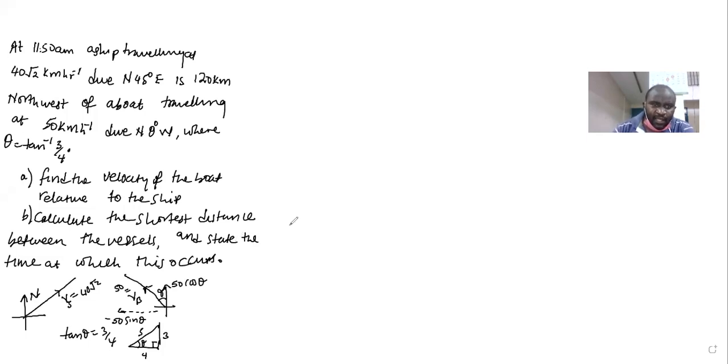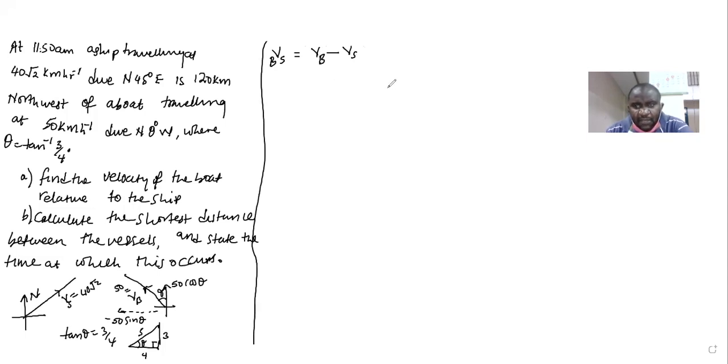So, having identified those, the first question says, find the relative velocity of the boat to the ship. The relative velocity of the boat to the ship is the velocity of the boat minus the velocity of the ship. But we said the minus does not necessarily mean subtraction. It rather means reverse the direction of the ship. So the ship was going northeast at 45 degrees. We are going to reverse it to go southwest at 45 degrees. So this is negative velocity of the ship.